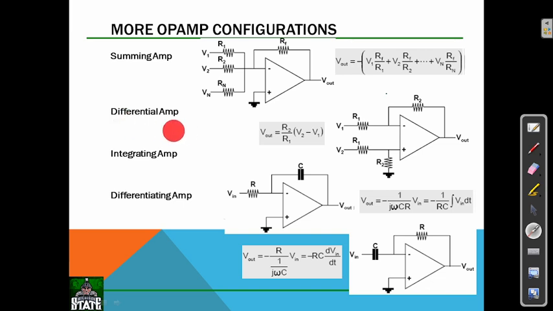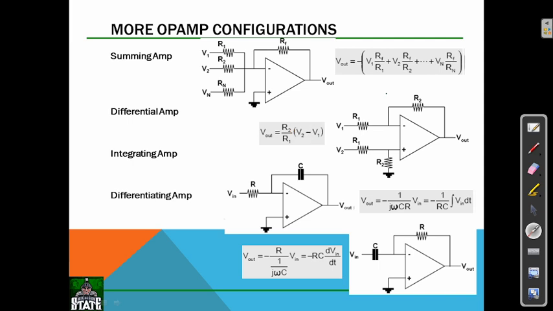Then we go for the differential amplifier. In the differential amplifier, we have voltage V1 with a resistor and V2 with a resistor, and these resistors are the same. Again one resistor is connected in series with the ground at the positive terminal, and the negative terminal has one resistor to the output voltage. The formula for the output voltage is R2 divided by R1 times V2 minus V1. This is the formula for the differential op amp.